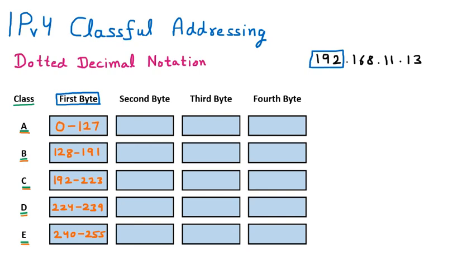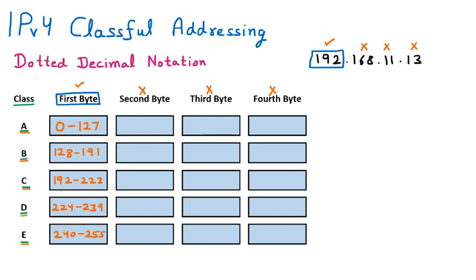The other bytes are not necessary. That means for the second byte, third byte and fourth byte we don't have to bother. Similarly, if an IP address is given, we don't have to bother about the other parts. We only have to focus on the first byte.